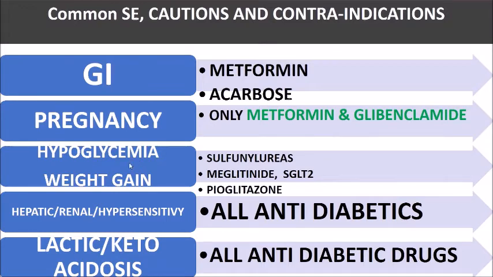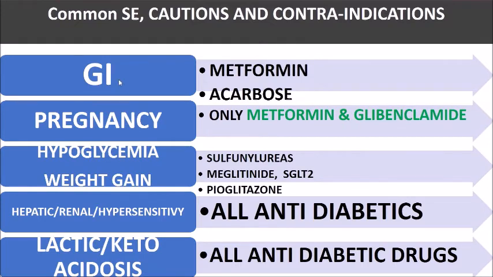Hypoglycemia is very important with sulfonylureas and the meglitinides, and also the sodium glucose transporter 2 inhibitors. Also, weight gain is associated with the sulfonylureas, the meglitinides, the sodium glucose transporter 2 inhibitors, and pioglitazone, and also insulin, which we discussed in another video. Also, in pregnancy, only metformin and glibenclamide are used, especially after organogenesis, after 11 weeks of pregnancy.